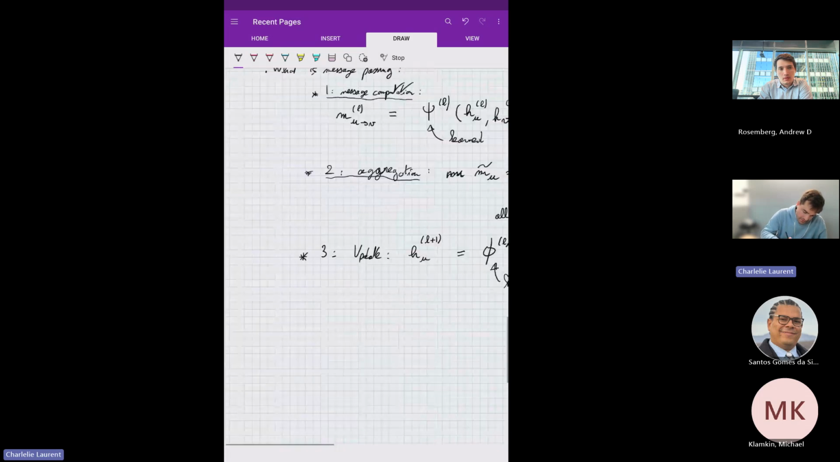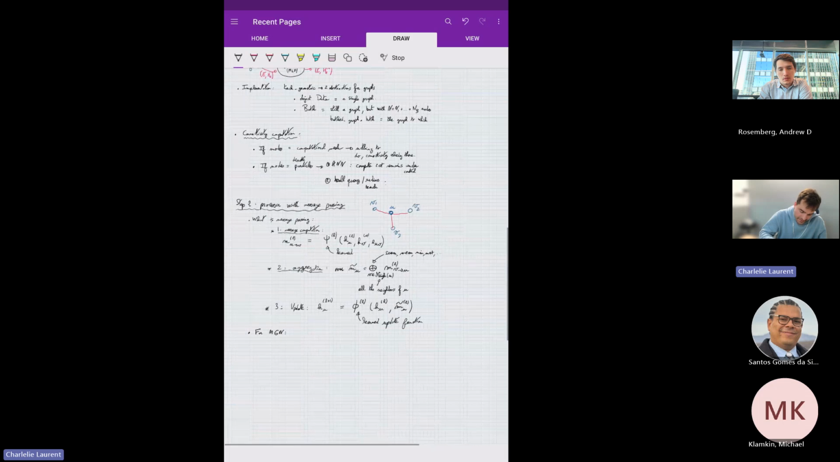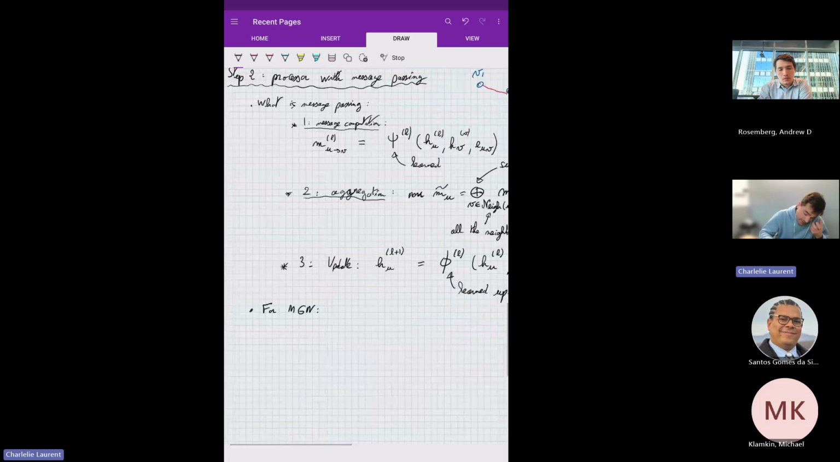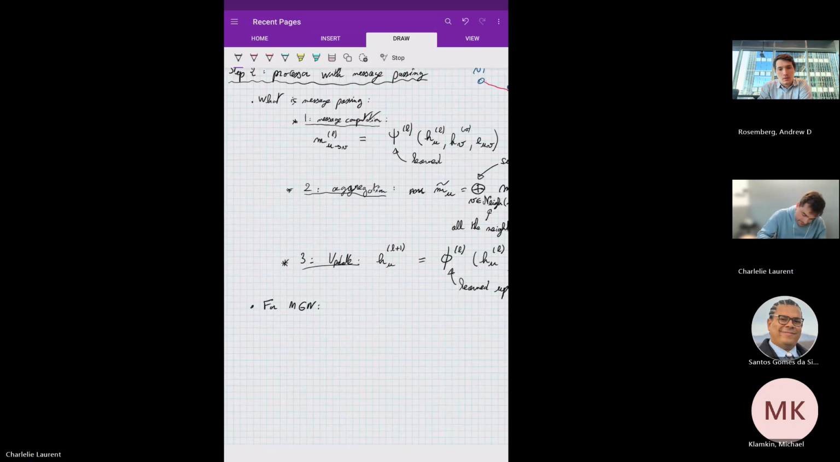Then the question is, for MeshGraphNet, how does it look like? So actually, most graph neural networks, at least all the convolutional graph neural networks, will kind of fall under this framework. So MeshGraphNet is a specific case where there is a small modification. So for step 1, which is the message computation, layer L. So it's going to be some MLP.